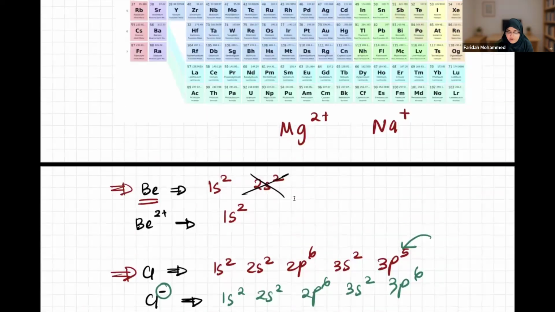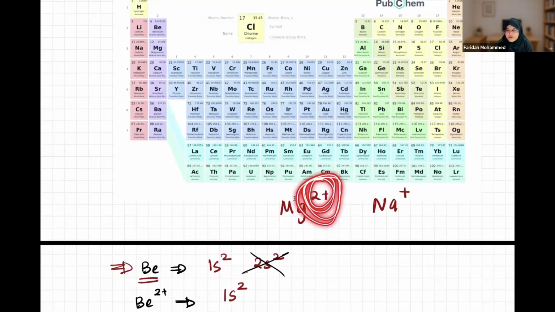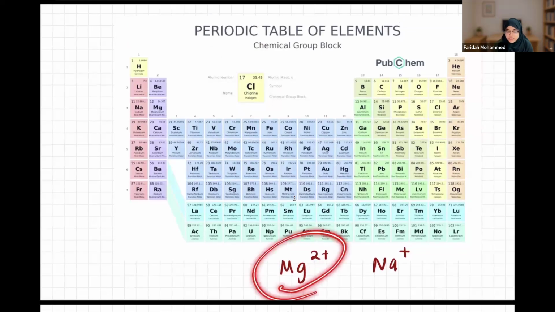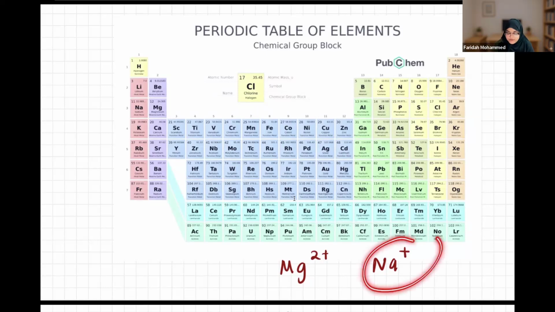Some students would think, oh, because there is a 2 plus charge. This is what 50% would say. The reason it's smaller is because it has a 2 plus charge. But no, I want to teach you guys the right way. Because it has more protons, the nucleus is going to attract or pull the shell more closely and cause the size or the radius of the ion to be smaller. Therefore, Na plus is bigger than Mg2 plus. Okay, let's try another one.